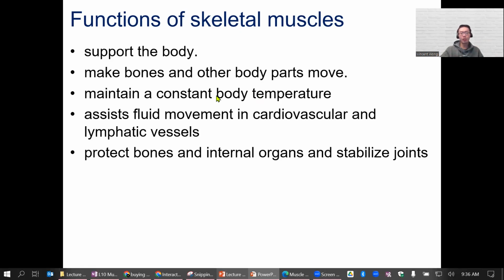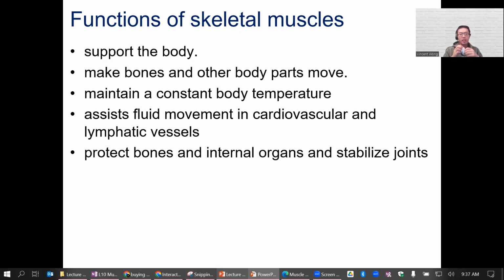It helps maintain constant body temperature. People don't really think about this, but when we are cold, right, we shiver. Shivering is muscle contraction, and the contraction generates heat to keep you warm. Okay? It assists fluid movement in cardiovascular and lymphatic vessels. This is something we talked about way back in lecture 1, right? When we move our legs, the calf muscles, for example, contract, and it helps with the venous return, right? And since there are no pumps in the lymphatic vessels, those movements of the muscles help create pressure to return the lymph back into general circulation as well.